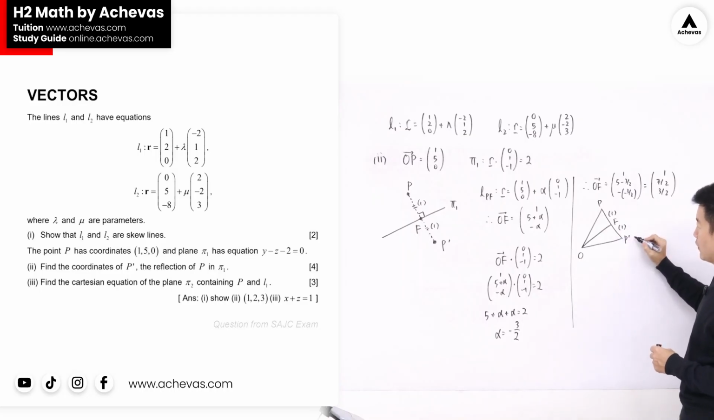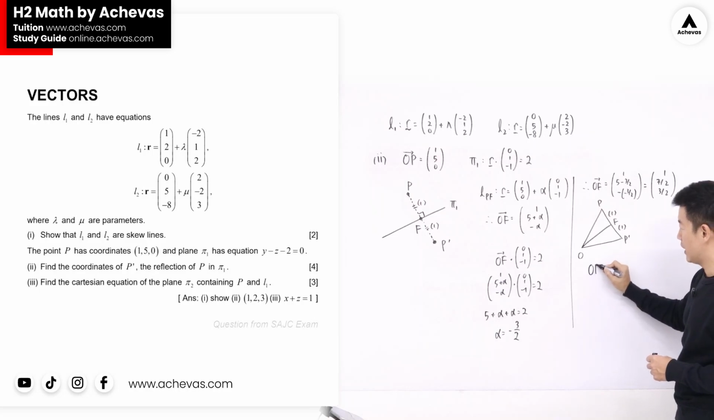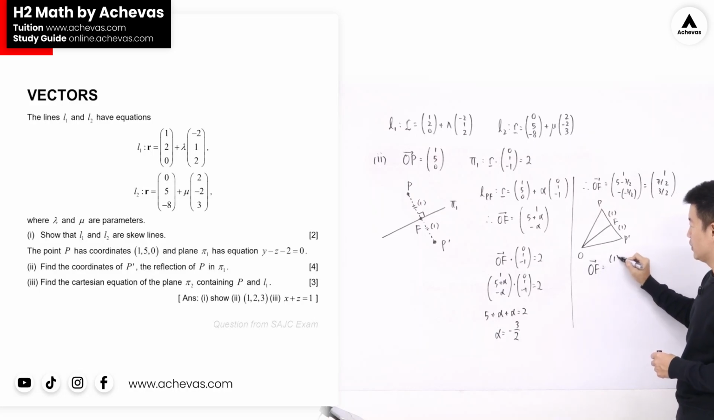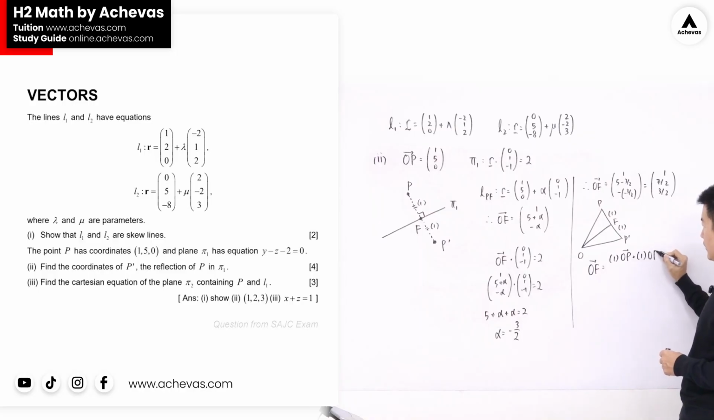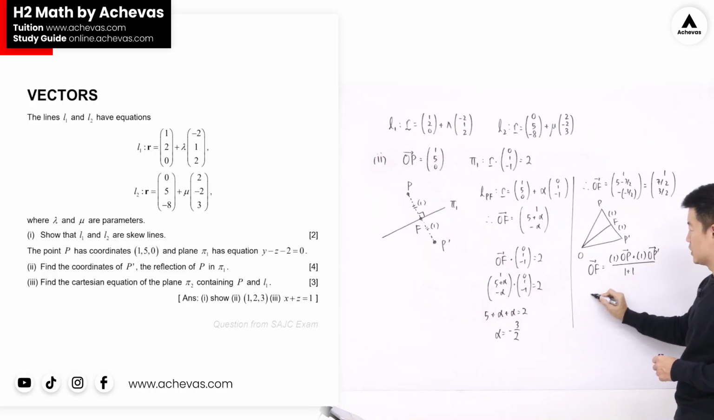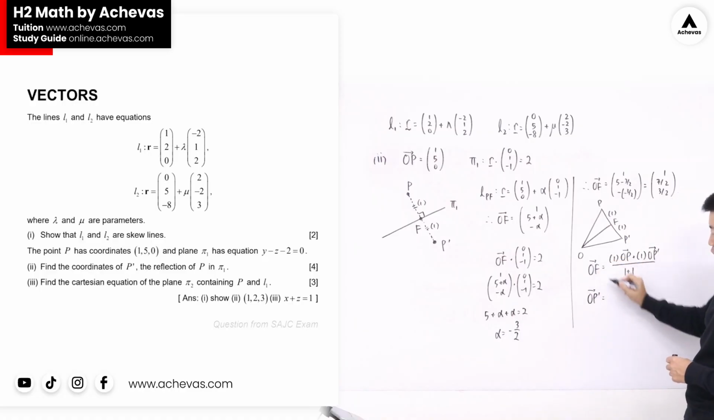So making use of the ratio theorem, we can quote OF to be equal to 1 times OP plus 1 times OP prime, divided by 1 plus 1, which means that OP prime is going to be, multiplying this across to the other side, 2 times OF minus OP.